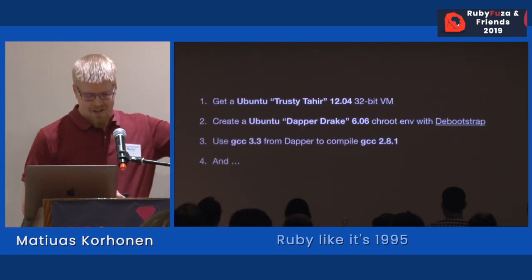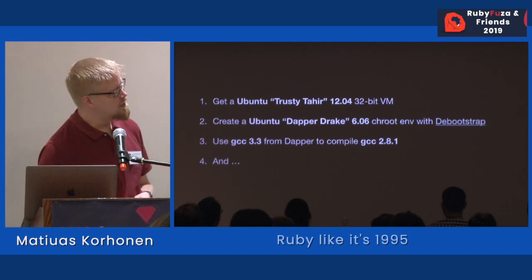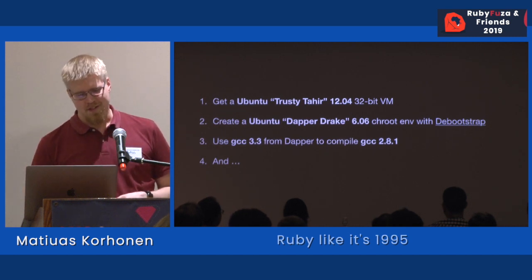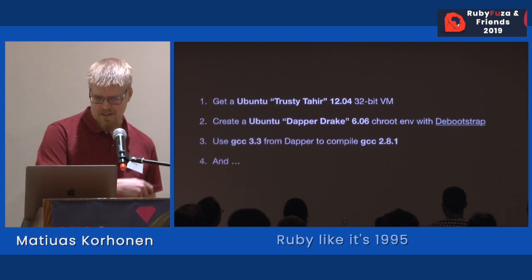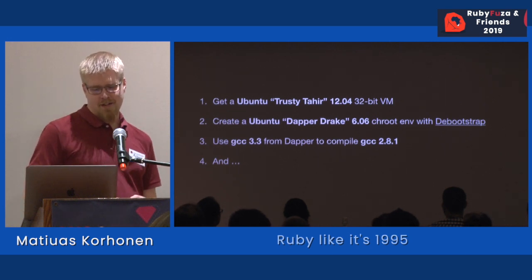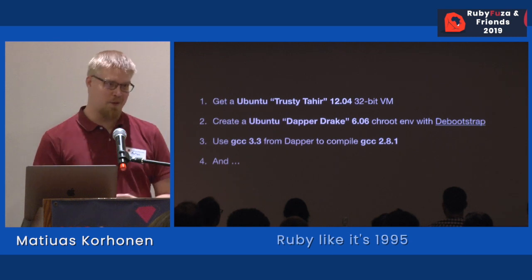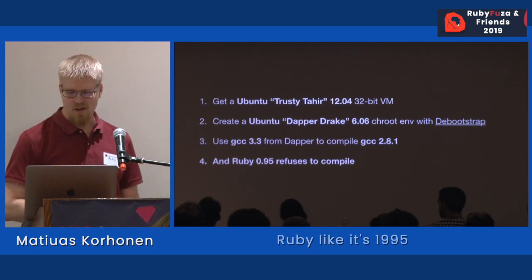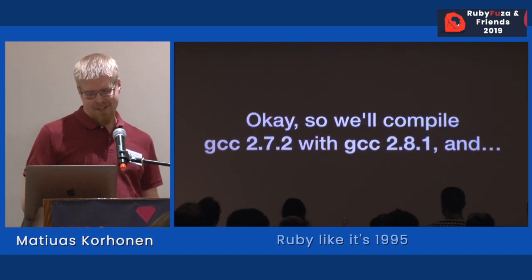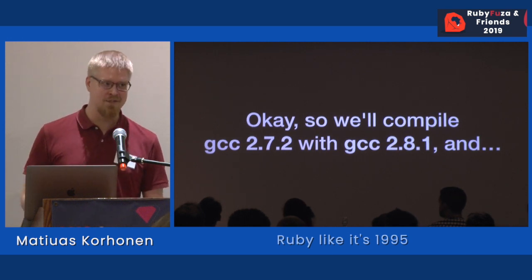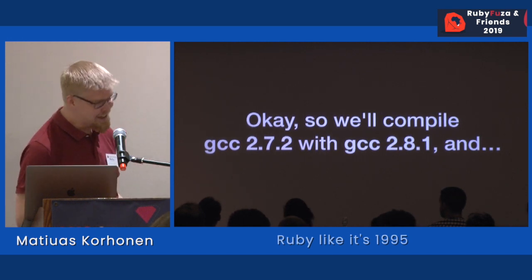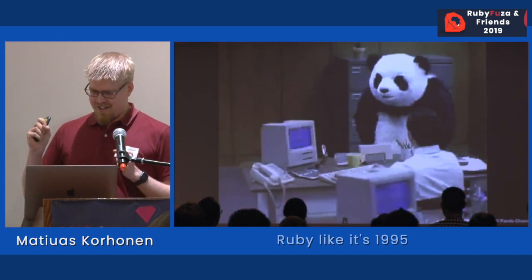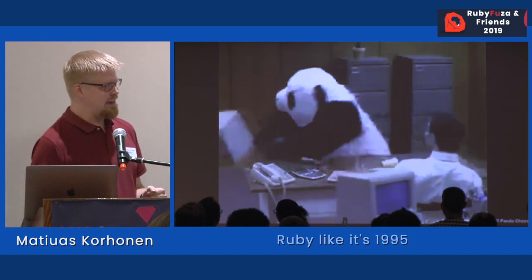So I get an Ubuntu 12.04 VM set up. That's fine. It works. I can use it. I use it to create an Ubuntu 6.06 environment using debootstrap. And I use the GCC 3.3 from that to compile GCC 2.8. And it still doesn't work. Okay, so I'll compile GCC 2.7, which, by the way, is from 1995, using GCC 2.8. And that also doesn't work. Which doesn't leave me feeling great.